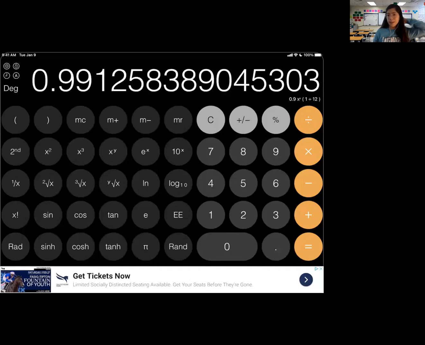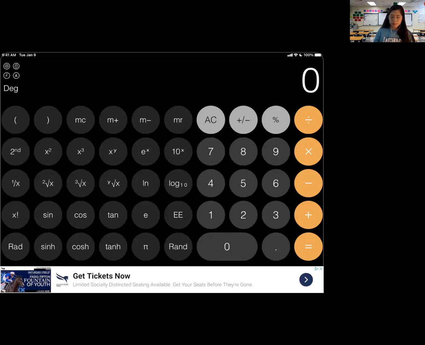Anybody? This is something that I need to make sure everybody knows how to do on their calculator. Does anyone need me to show it one more time? Yeah? Okay. I'll show it one more time.